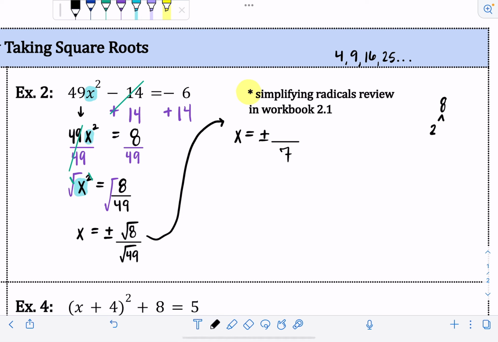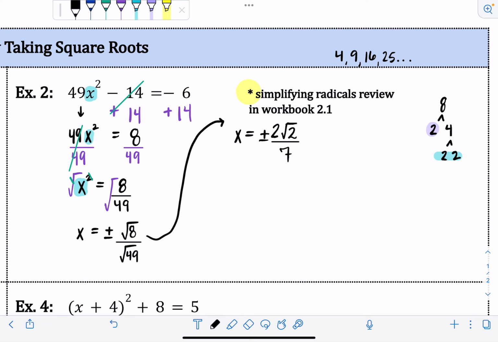So 8 I know is 2 times 4. 2 is prime, so I wouldn't go any further from there. And then 4 is 2 times 2. So when you're simplifying a radical with a factor tree, you're looking for pairs of the same numbers. So I have a pair of 2's, and that means a 2 would come outside of the radical. I still have my radical because I have some numbers left over that are not a part of a pair. I have that 2 that's left over. So that 2 that's left over stays inside.